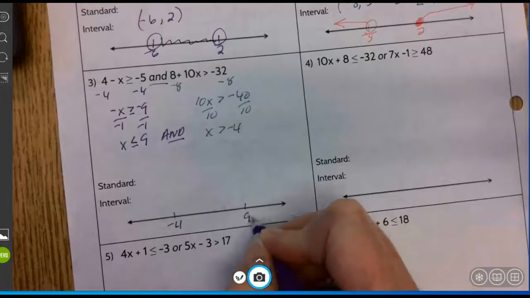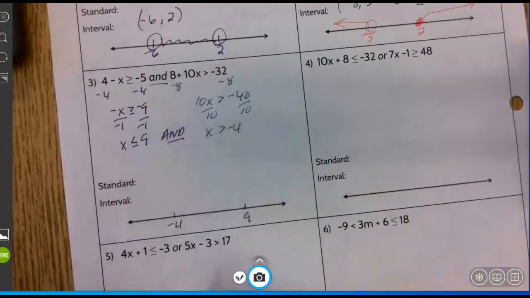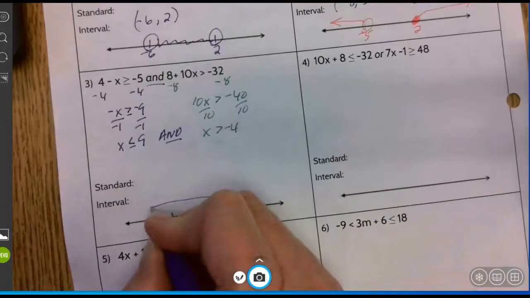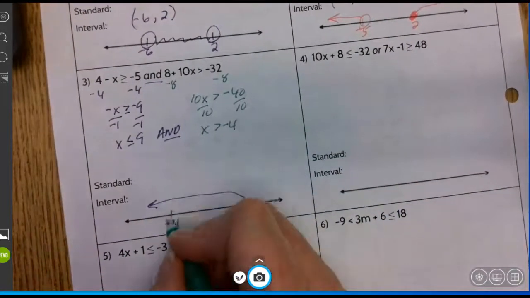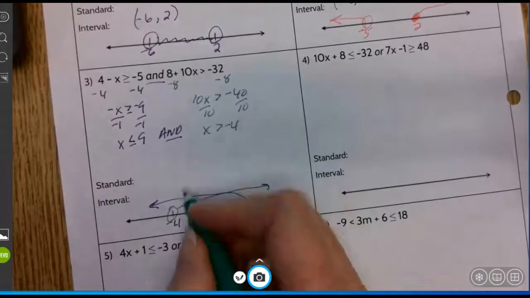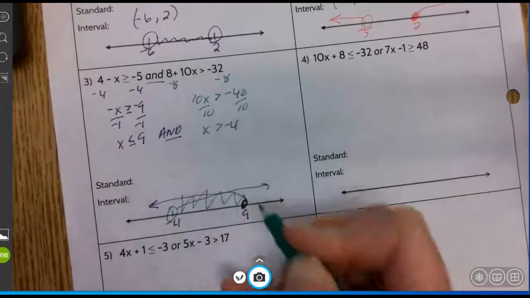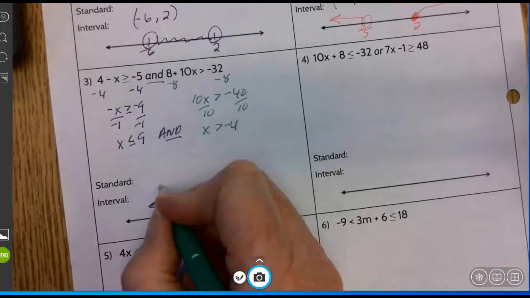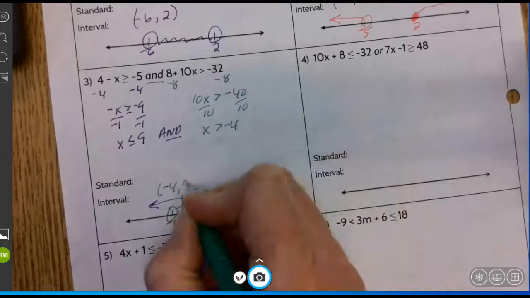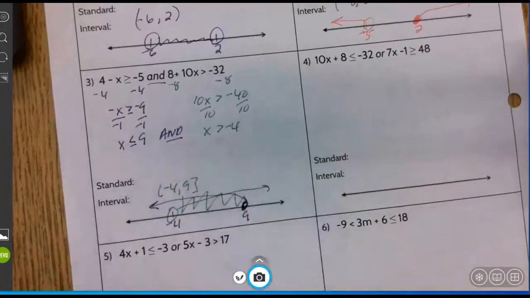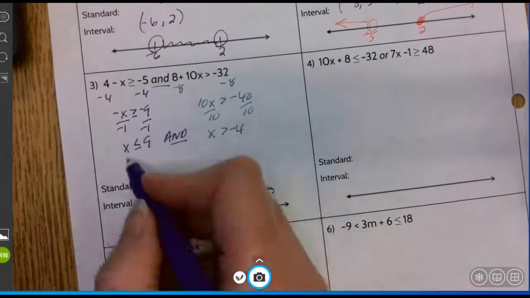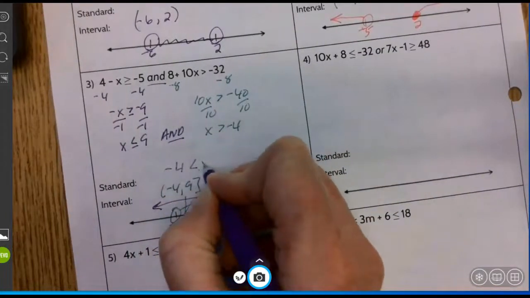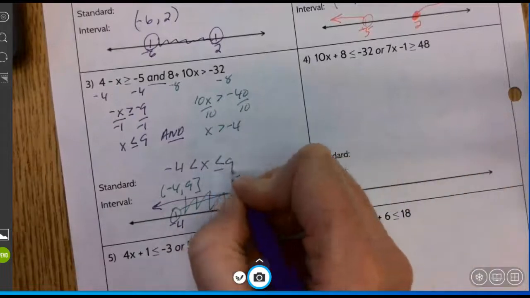So, after you solve it, notice my smaller number I put over here, my largest number there, of course. And if I have less than or equal to, and if I have greater than, and it's an and, so where do they intersect? I always look to see where they intersect. So interval notation is just pull it straight out, so it goes from -4 to 9. 9 is a square bracket. Standard form, well, standard form, just take it from the picture. -4 is less than x, which is less than or equal to 9.